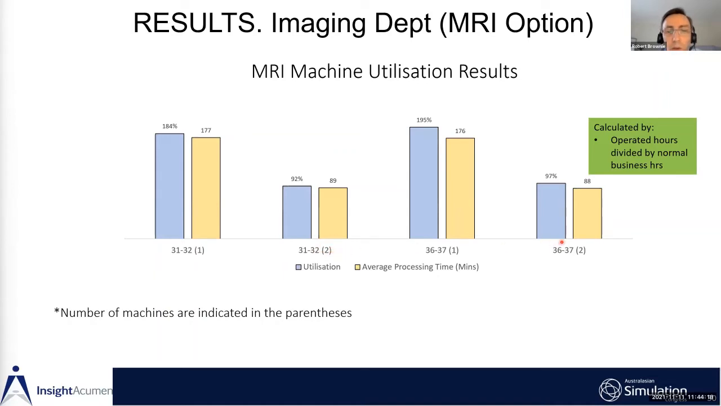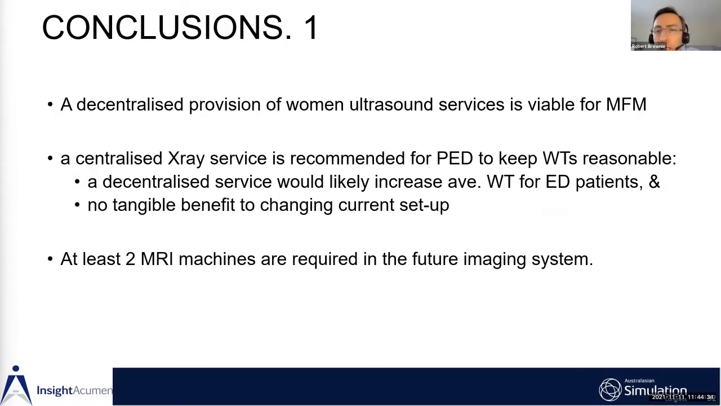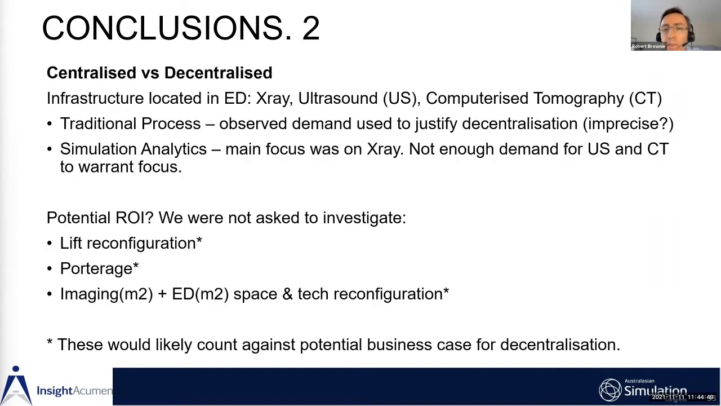Here's 31-32 and 36-37 with the extra machine. So 2 machines were observed to reduce the pressure on the system with the improved patient experience, with the average processing time cut in half. So in conclusion, a decentralized provision of ultrasound services is viable for maternal fetal medicine. A centralized X-ray service is recommended for pediatric emergency to keep waiting times reasonable. And at least 2 MRI machines are required in the future system.